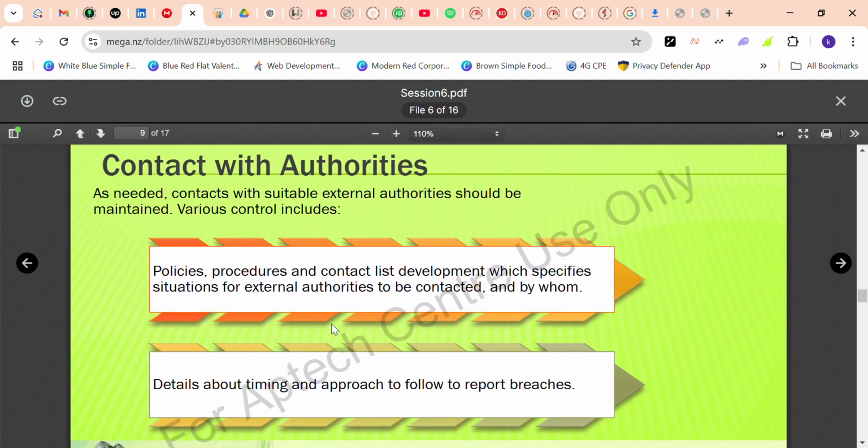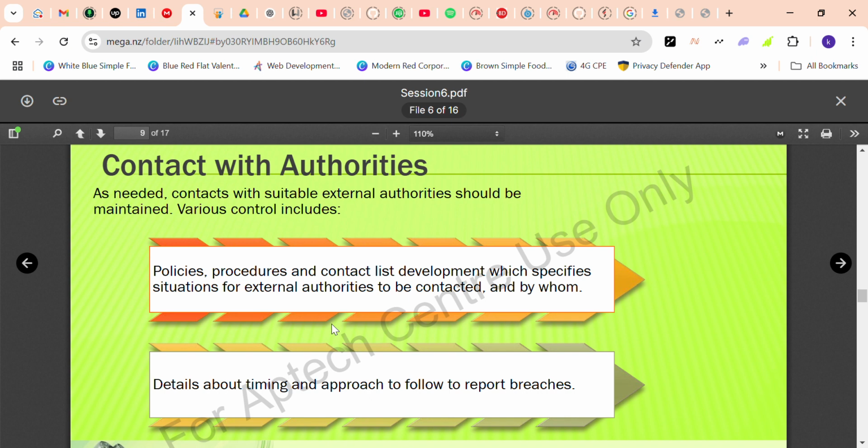Contact with authorities. As needed, contact with suitable external authorities should be maintained. How do we contact the authorities? Should we use a distress code? We should press the button, which sends a signal to the authorities that something is happening. If it is a bank, you see that there is always a button that you press that will send a signal to the police station or the security authority that something is wrong in the bank, maybe a bank robbery or some other problem.